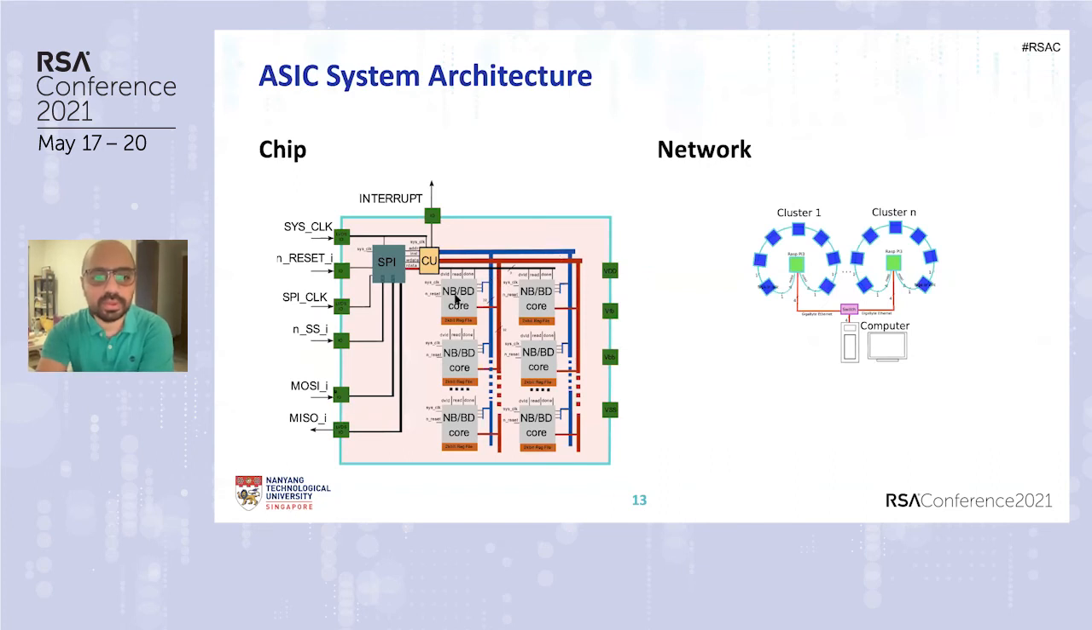Once we have these two cores, we'll call them NP and BD. We build a chip from them, by having many cores and having a SPI interface and the control unit. And then this chip is connected to an FPGA or a Raspberry Pi, which connects through Ethernet to a computer, and we have many such chips working in parallel.